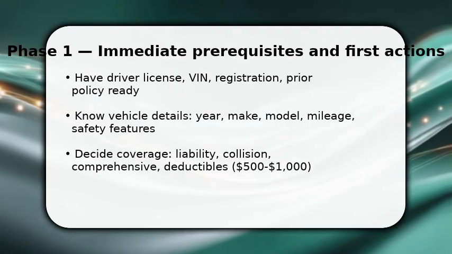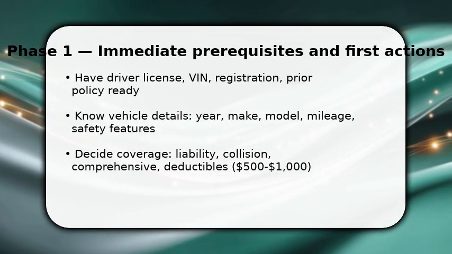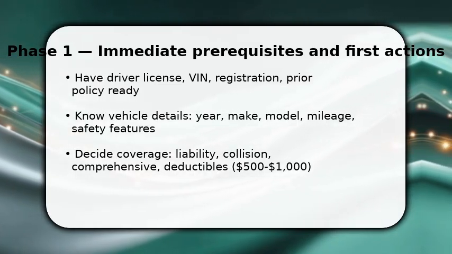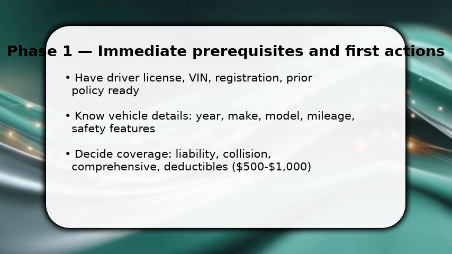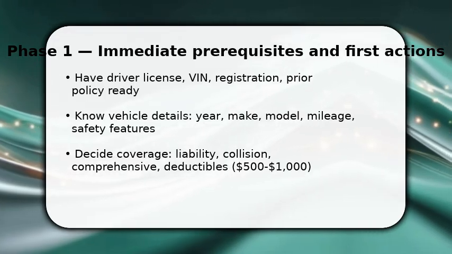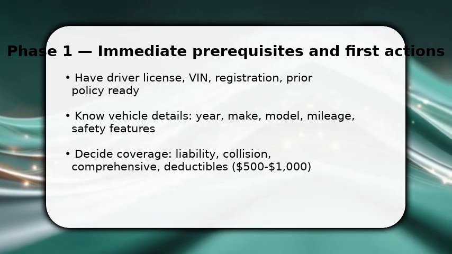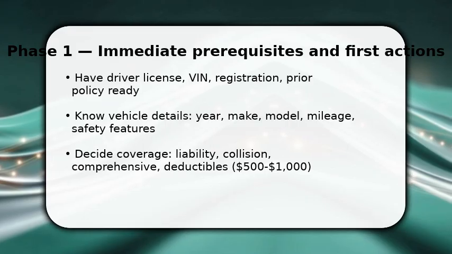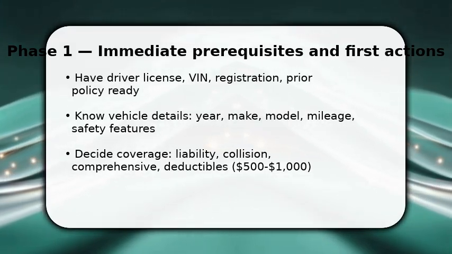You start by gathering the essentials now: driver license, VIN, registration, and any prior policy details. This saves back and forth later. Once done, open the insurer's quote page and enter vehicle year, make, model, mileage, and installed safety features. These factors determine rates. Make sure to choose coverage types: liability, collision, comprehensive, and pick a realistic deductible like $500 or $1,000, so quotes are comparable across companies.